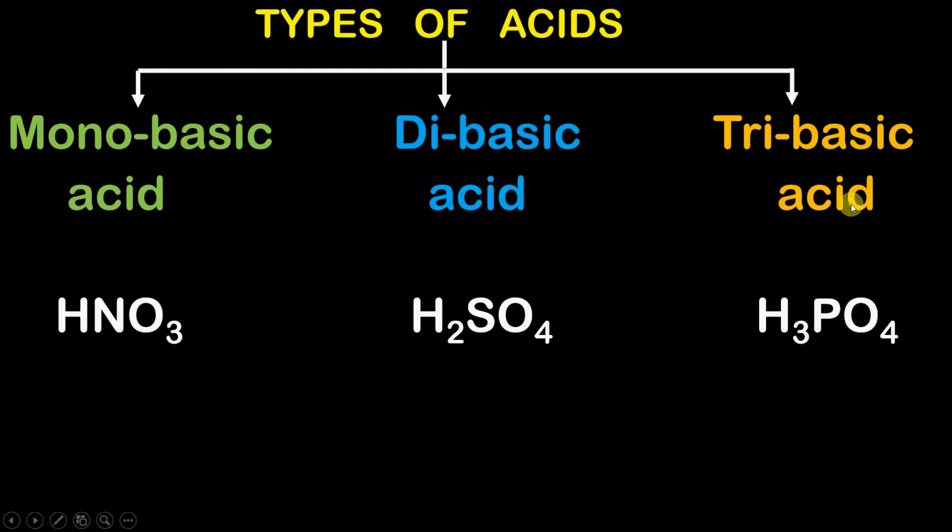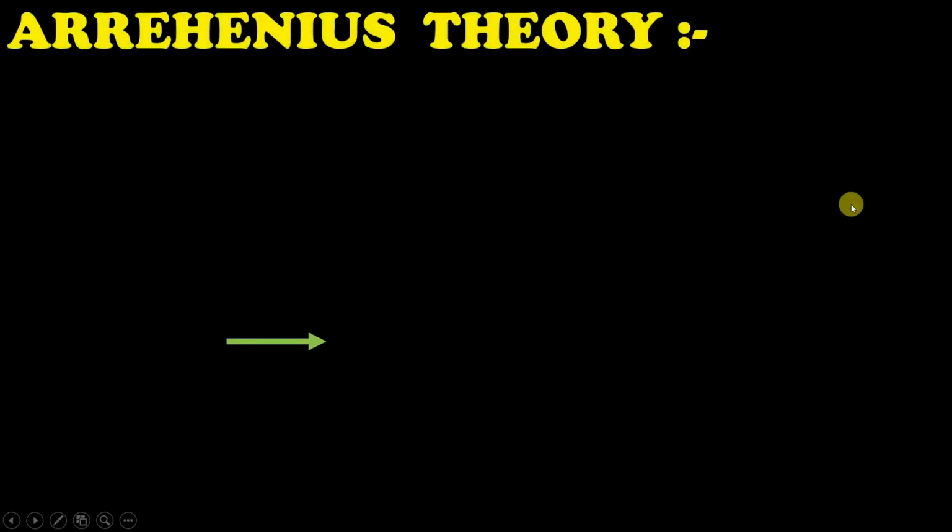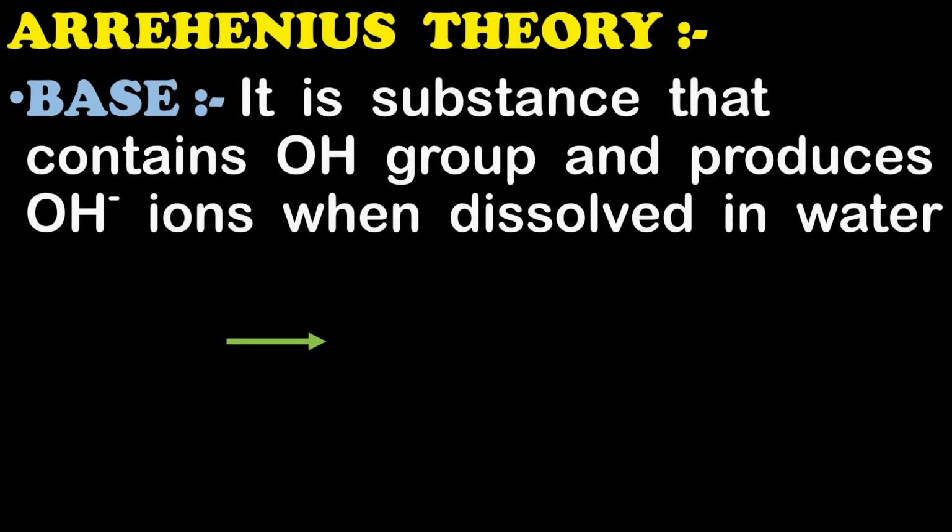Now moving ahead, let's understand what a base is. We have understood how to identify an acid. Now it is time for us to understand how to identify a base. So Arrhenius theory tells us that a base is nothing but a substance that contains the OH group. Any substance containing the OH group and producing OH minus ions when dissolved in water is called a base.